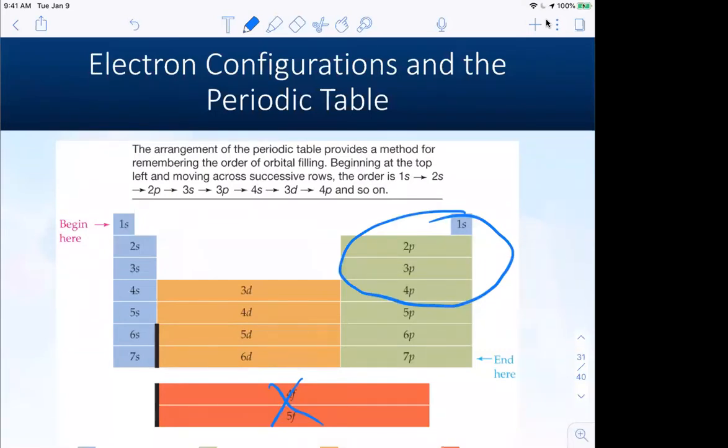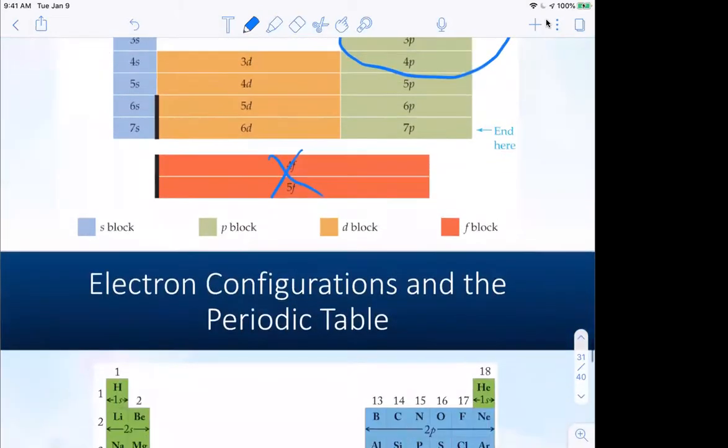Carbon is my most famous organic chemistry element. We're going to focus a lot on carbon compounds in this class, but also recognize that nitrogen, oxygen, the halogens, sulfur, phosphorus, a lot of those other non-metallic elements are also important in organic chemistry.